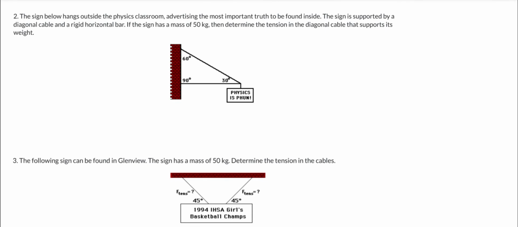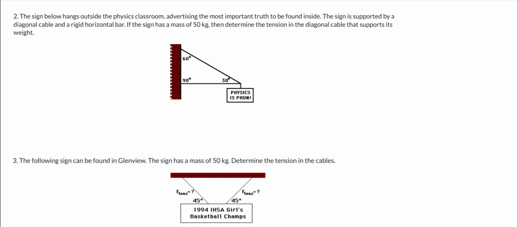The sign below hangs outside the physics classroom, advertising the most important truth to be found inside. The sign is supported by a diagonal cable and a rigid horizontal bar. If the sign has a mass of 50 kilograms, then determine the tension in the diagonal cable that supports its weight.